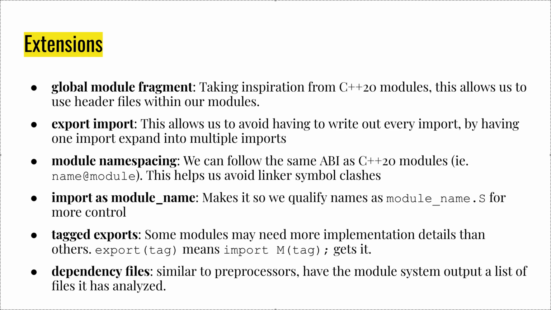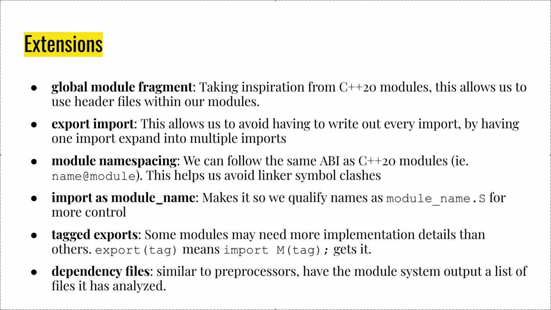Fourth, we have import as module name. Right now, imports are essentially a wildcard import because that's how it's done in C right now. This feature would allow the module system to be a little bit more careful with namespace pollution. Fifth, we have tagged exports. Here's a use case. Imagine you have a threading library and you want to expose some functions to the garbage collection library, but not to the other importers. This functionality would allow you to tag exports so only the garbage collector gets it.